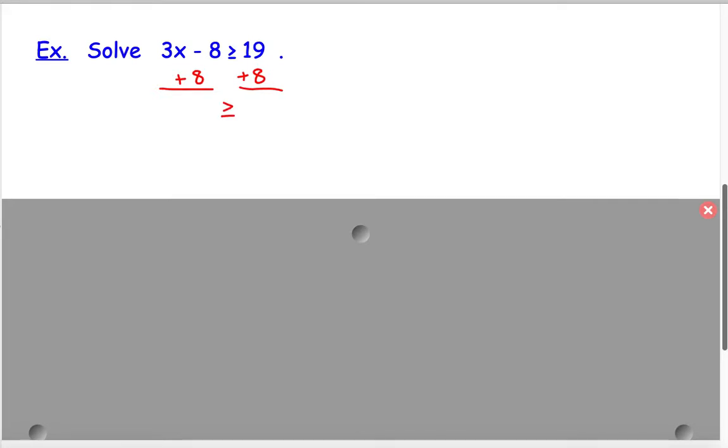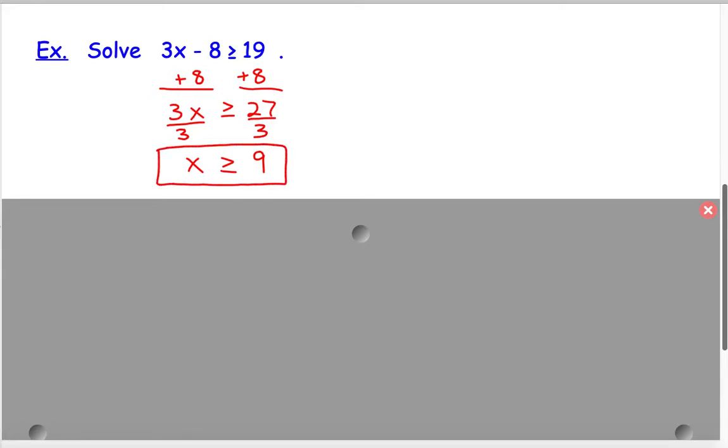So notice as I'm solving these, I always write the inequality first before I do the actual operations. On the left-hand side, the minus 8 plus 8 is 0, and I'm left with just 3x. On the right side, 19 plus 8 is 27. Now all I need to do is divide both sides by 3, and I'm dividing by a positive number, so that doesn't change my inequality either. 3 divided by 3 is 1, so I have 1x is greater than or equal to 27 divided by 3 is 9.